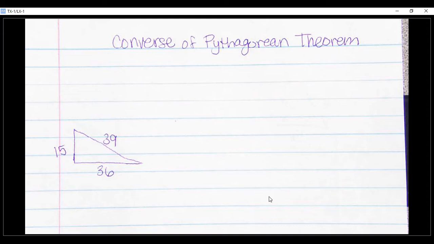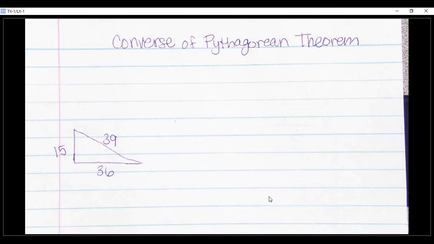If we make a statement that said it's raining outside, therefore the ground is wet, the converse of that would be taking the two parts and switching them around. So instead, we would say since the ground's wet, it's raining outside. So we're kind of reversing it.